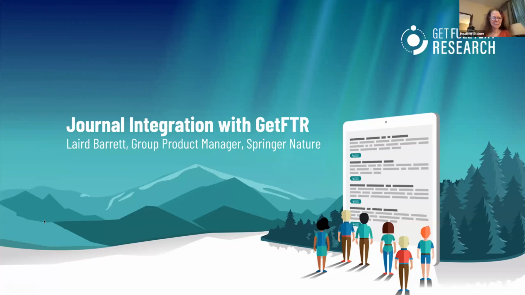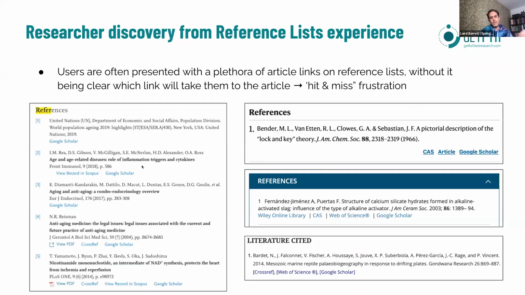Good. So I'll talk about one way in which publishers are starting to make use of GetFTR as a service on their own content delivery platforms. In the case of Springer Nature, those are websites, for example, like nature.com or Springer Link or Biomed Central. Could you go to the next slide, please?